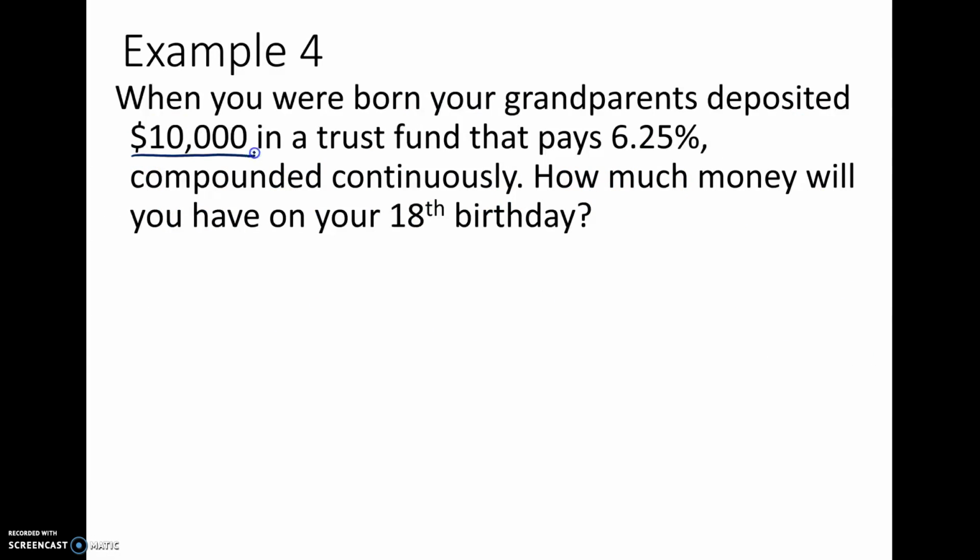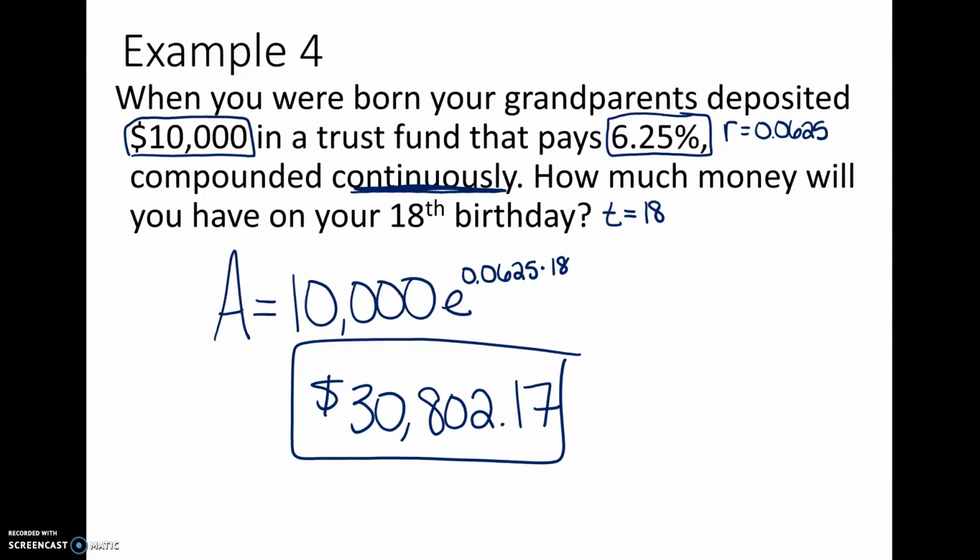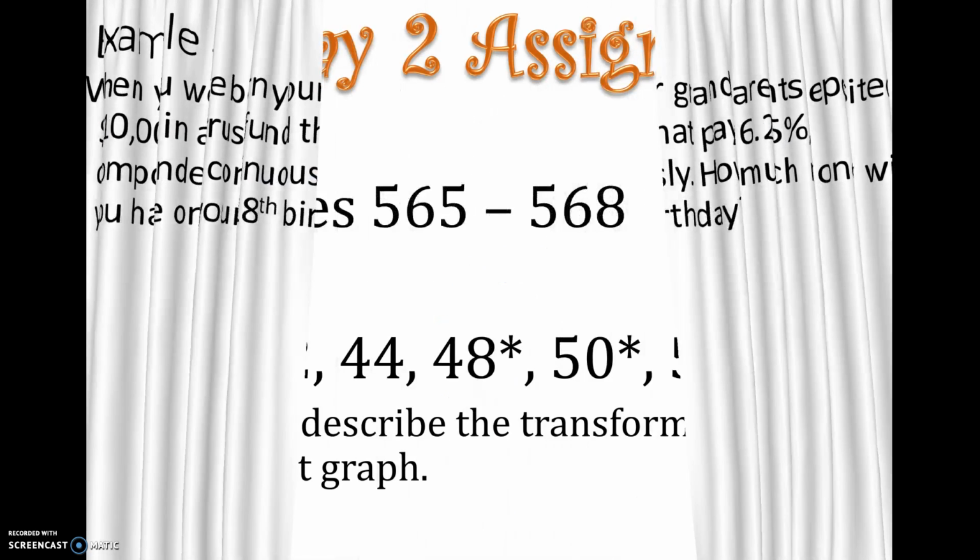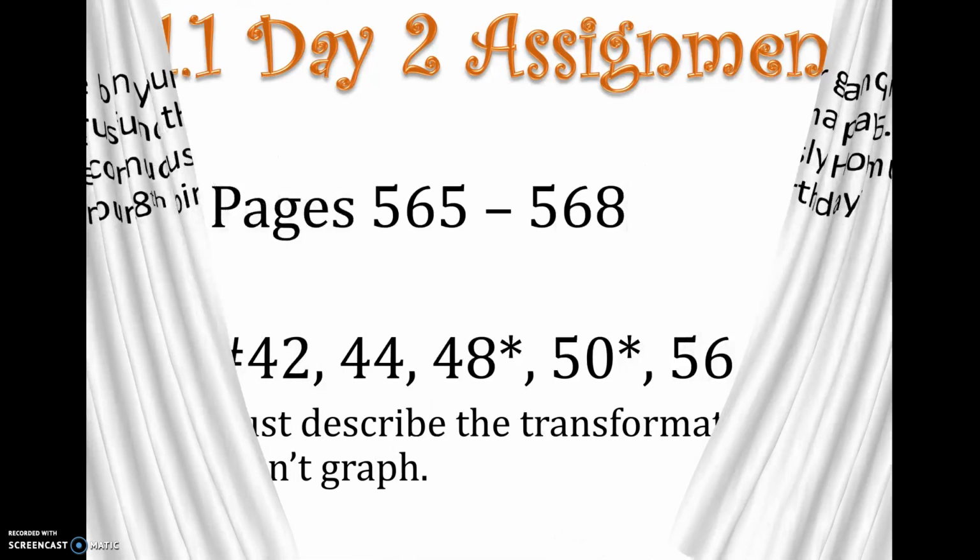Read through this one. You've got your principal amount. You've got your rate. Be careful putting that into a decimal. Compounded continuously, that should tell you to use the Pert formula. And your 18th birthday means the amount of time is 18 years. Try that on your own, pause the video, and then play it to get the answer. Here's the answer. Notice r is 0.0625. You're using the Pert formula, and you get $30,802.17.